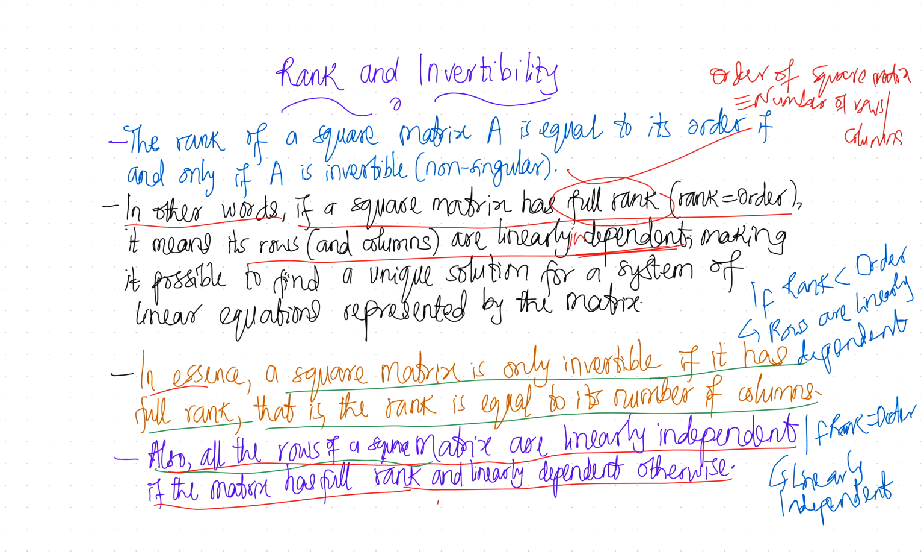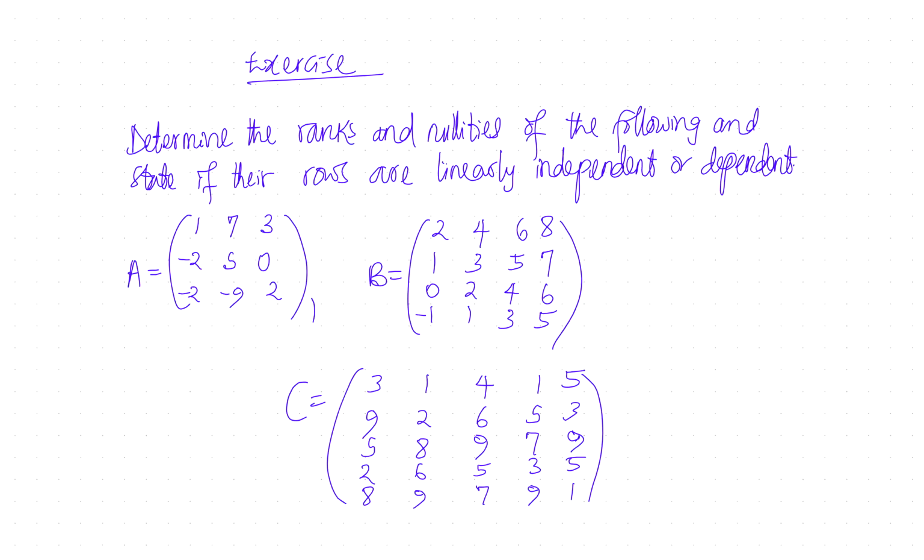So this has been a long one, I want to believe, and you have some exercise to play with. Just like teachers give you simple examples, 1 + 1 = 2, and then they give you x - 2y. That's how we do it. So enjoy. This is your exercise. Determine the ranks and nullities of the following and state if their rows are linearly independent or dependent.